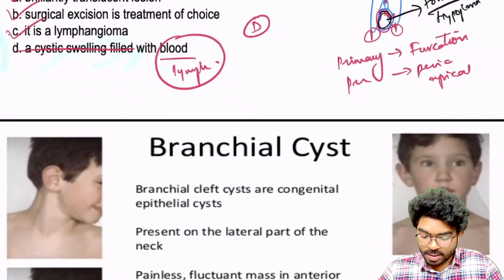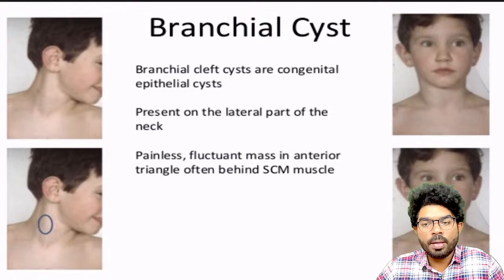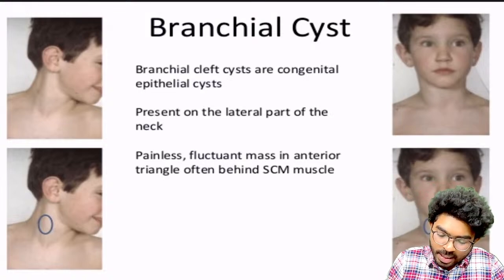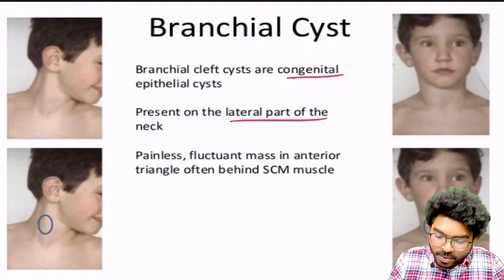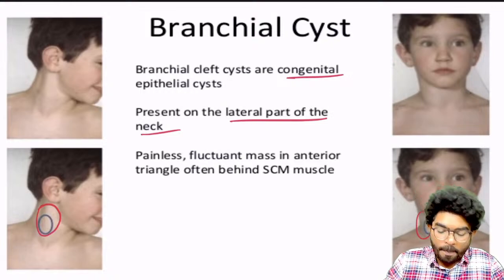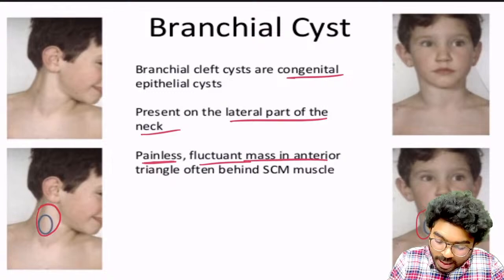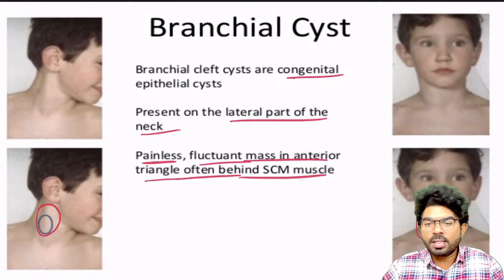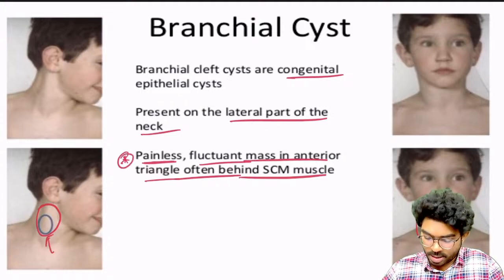Once we are done with cystic hygroma, I want to jump into brachial cyst. It is also called brachial cleft cyst, which is congenital. It is present most commonly in the lateral aspect of the neck. You can see it is present in the lateral aspect of the neck. Painless fluctuant mass in the anterior triangle, often behind, near to the sternocleidomastoid muscle. So this location is very, very important.